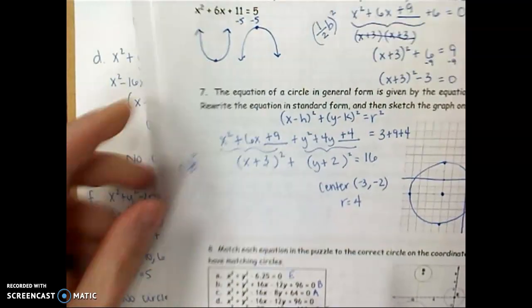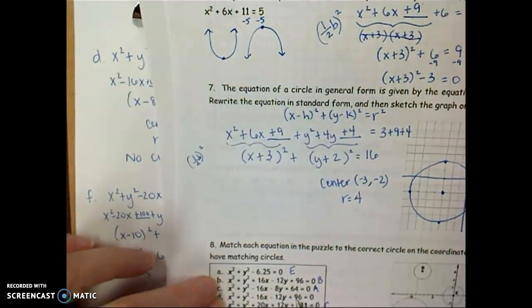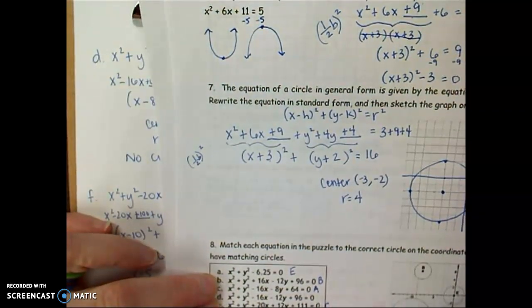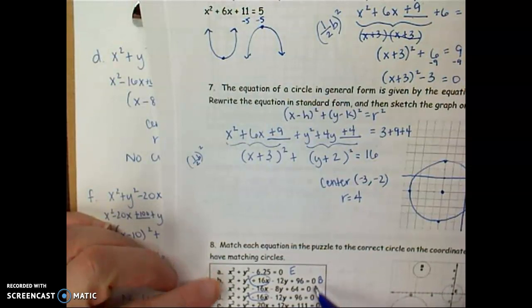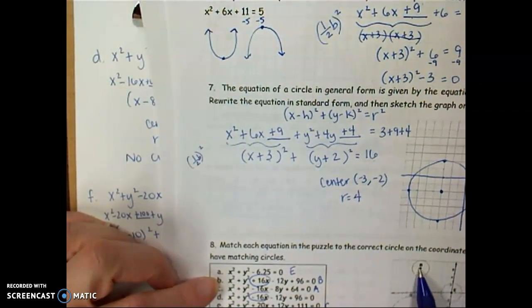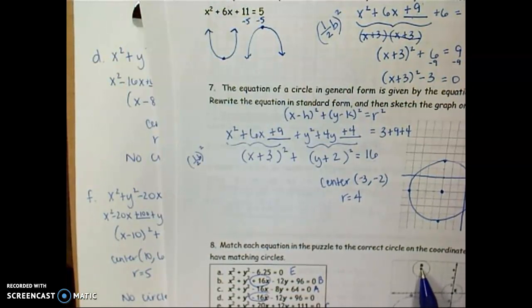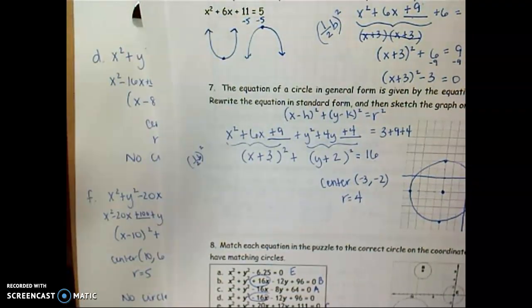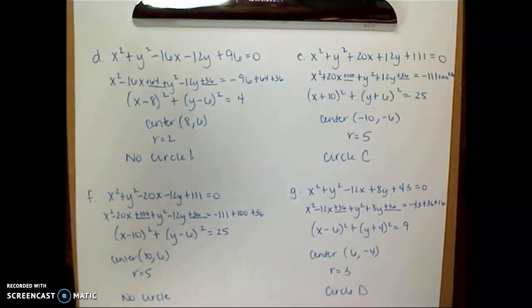So hopefully you notice D is very, very similar to B. The only difference here is this positive 16x and this negative 16x. That's literally the only difference. And so that's why we get (-8, 6) as our center, not (8, 6). So no circle for D.